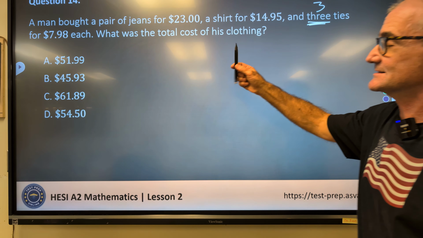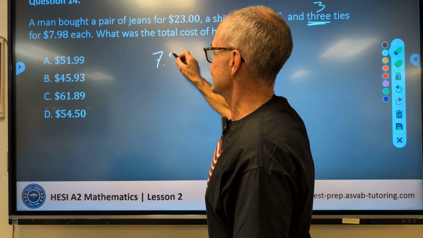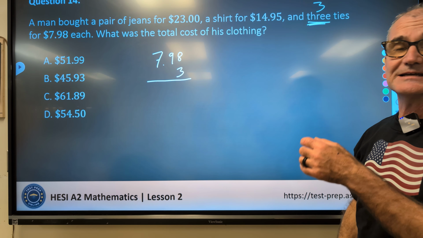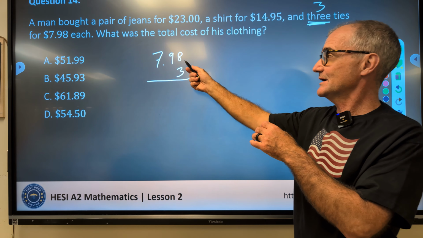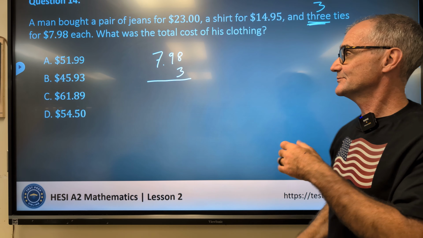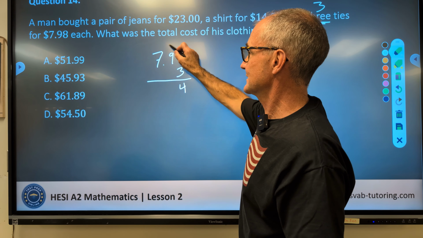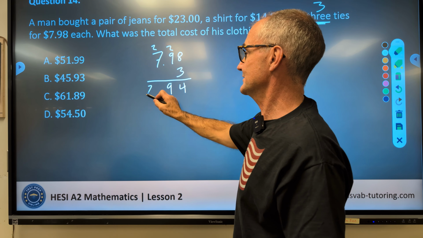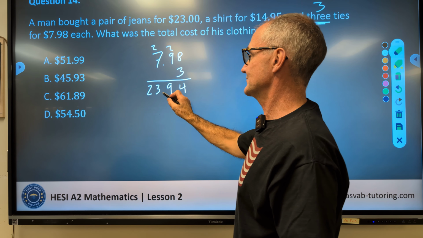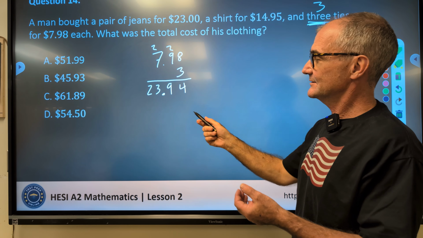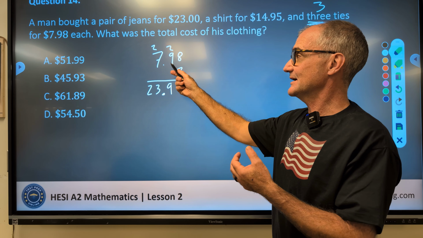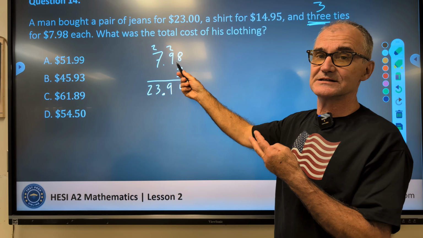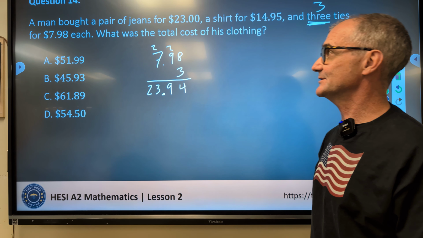So I have 3 ties at $7.98. I could do $7.98 times 3, or I could do 8 times 3, 24, minus 6 cents. But we'll go ahead and multiply this out. 24, carry the 2, 29, carry the 2, 21, 23, so 23.94, right? What I was saying in my head, I round this up to 8. 8 times 3 is 24, but then I took away 2 cents 3 times, so I subtract 6 from it.